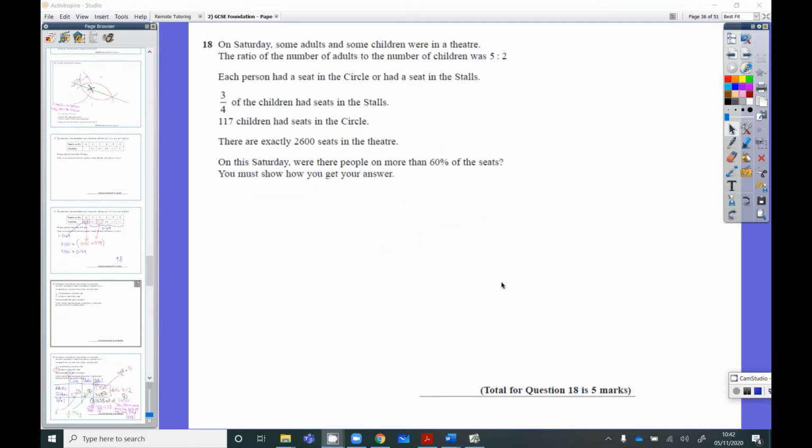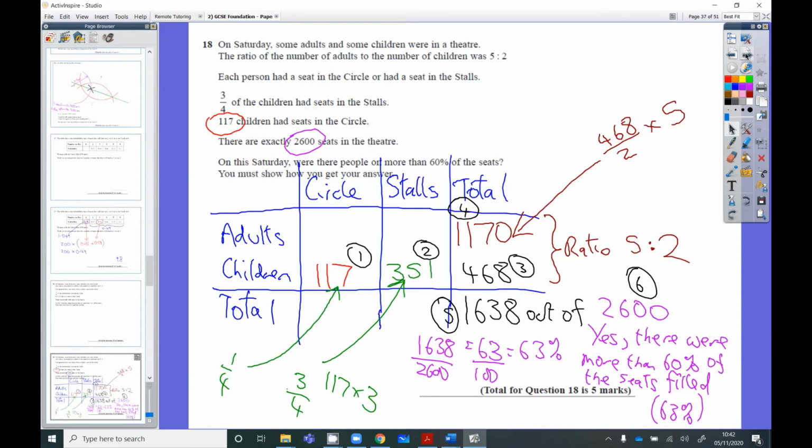Now question 18, there's a lot of information to disseminate here, so I find it quite useful just to set up a two-way table just to help me gather my thoughts. Not that on this occasion I needed to use too much of it. So I've got the circle, the stalls in total, adults and children in total. And we're told that 117 children had seats in the circle, so that's where I've started off.